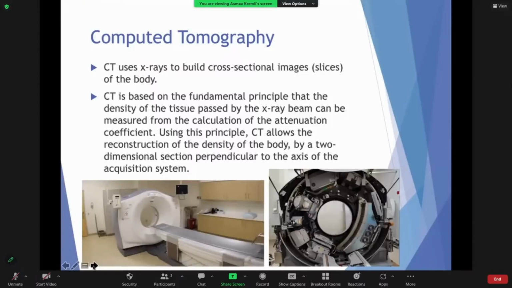So we will form a 3D image from different X-ray measurements that work simultaneously together. And this is the CT machine that we see in hospitals. And the picture on the right shows the CT from inside.